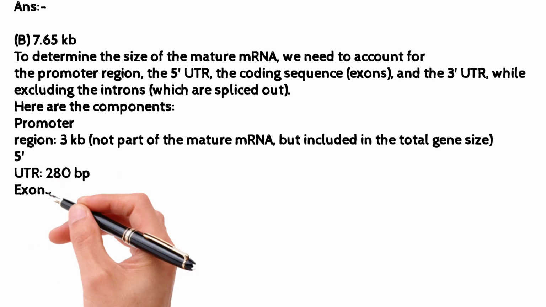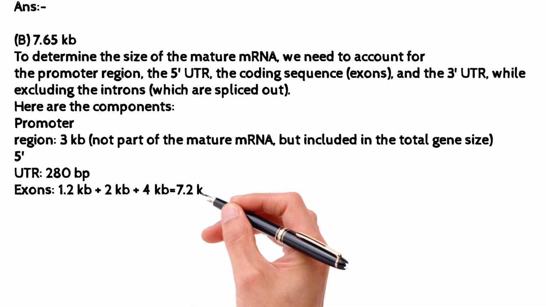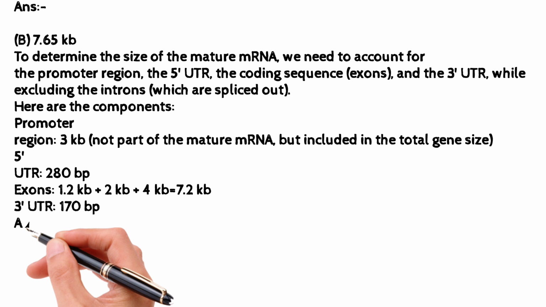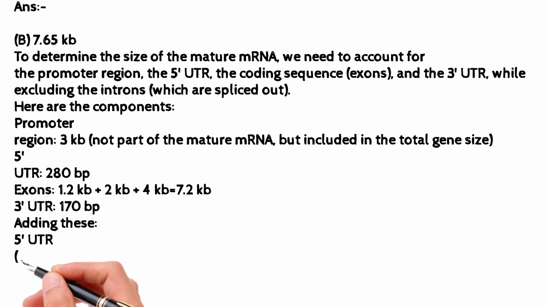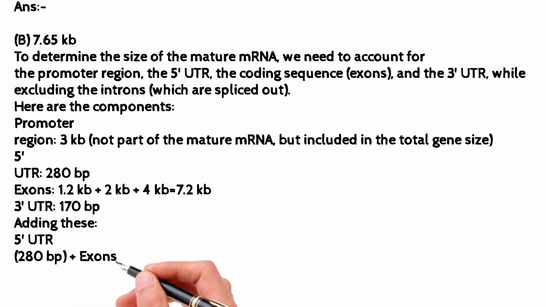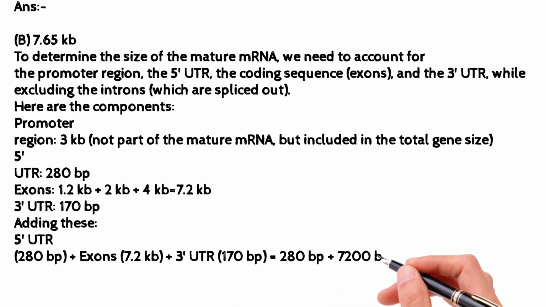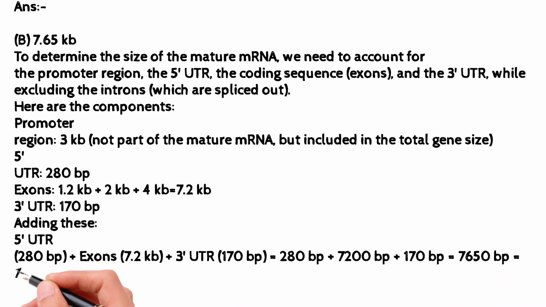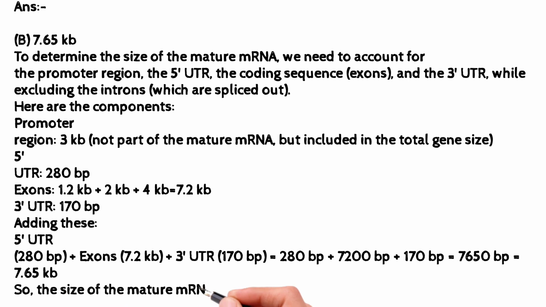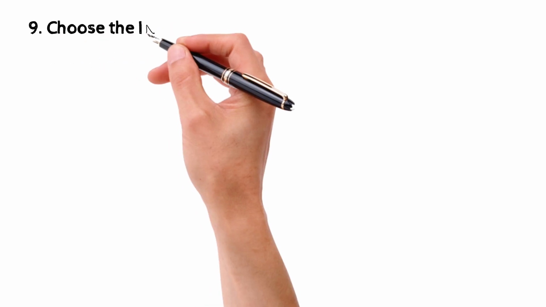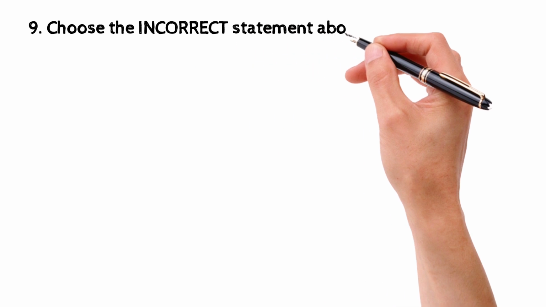3' UTR, 170 bp. Adding these, 5' UTR, 280 bp, plus exons, 7.2 kilobases, plus 3' UTR, 170 bp, equals 280 bp plus 7200 bp plus 170 bp equals 7650 bp equals 7.65 kilobases. So, the size of the mature mRNA is B. 7.65 kilobases.